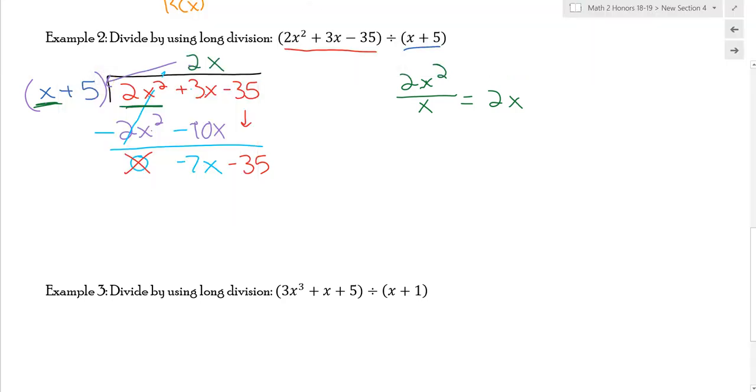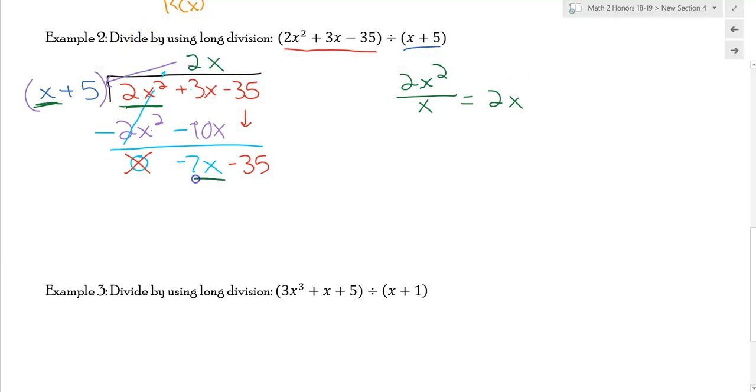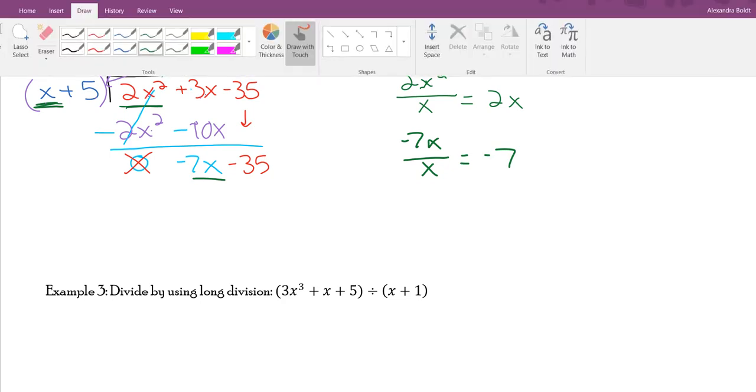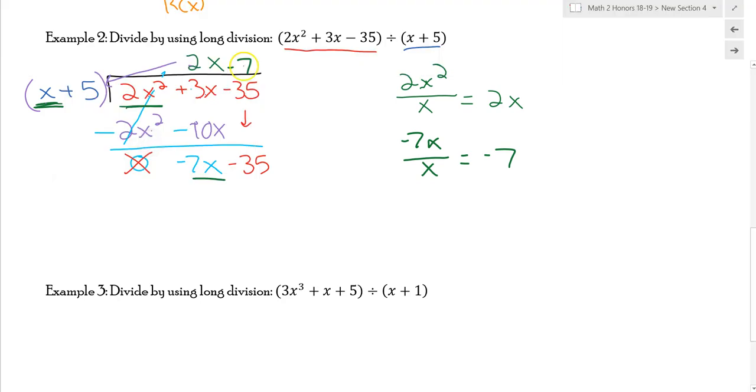Okay, so now again, we're dividing our first term here by our first term here. Negative 7x divided by x is negative 7. So I'll put minus 7. Then we are going to multiply. Negative 7 times x is negative 7x. Negative 7 times 5 is negative 35.